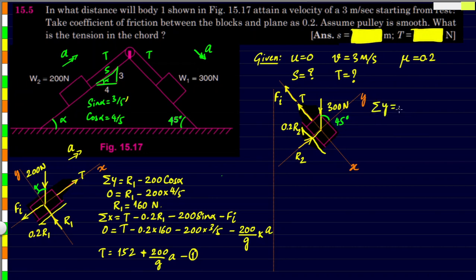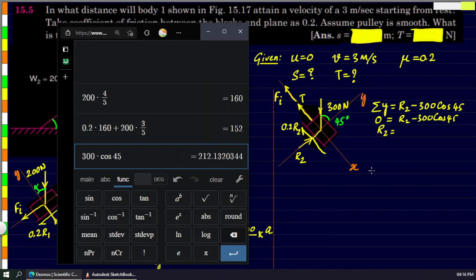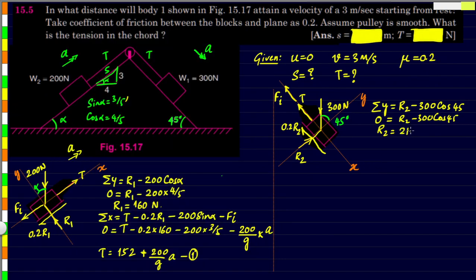First we will take up the y direction. Now R2 is acting in positive y direction, and the component of 300 will be acting opposite, that is 300 into cos of 45 degrees. Now the sum of all the vertical components, y components, will be 0, and on the other side we just have this. So R2 can be found as 300 into cos 45, which comes out to be 212.13. So this is in newtons.